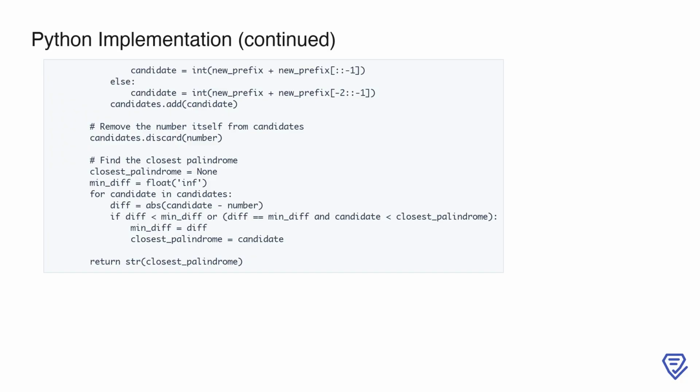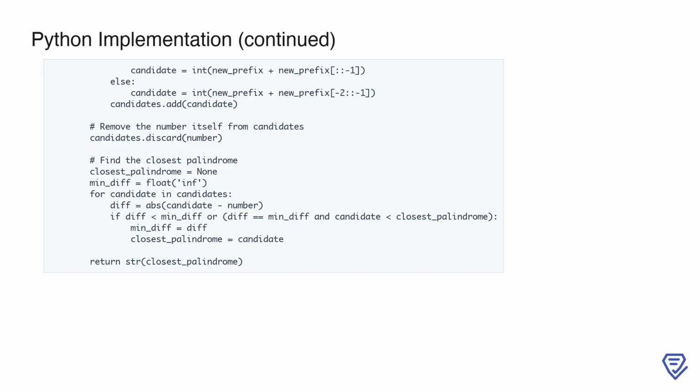Once all potential palindrome candidates are identified, we remove the original number itself from the set, as it cannot be the closest palindrome. We then initialize variables to track the closest palindrome and the smallest difference between any candidate and the original number. Both are initially set to None and infinity, respectively.